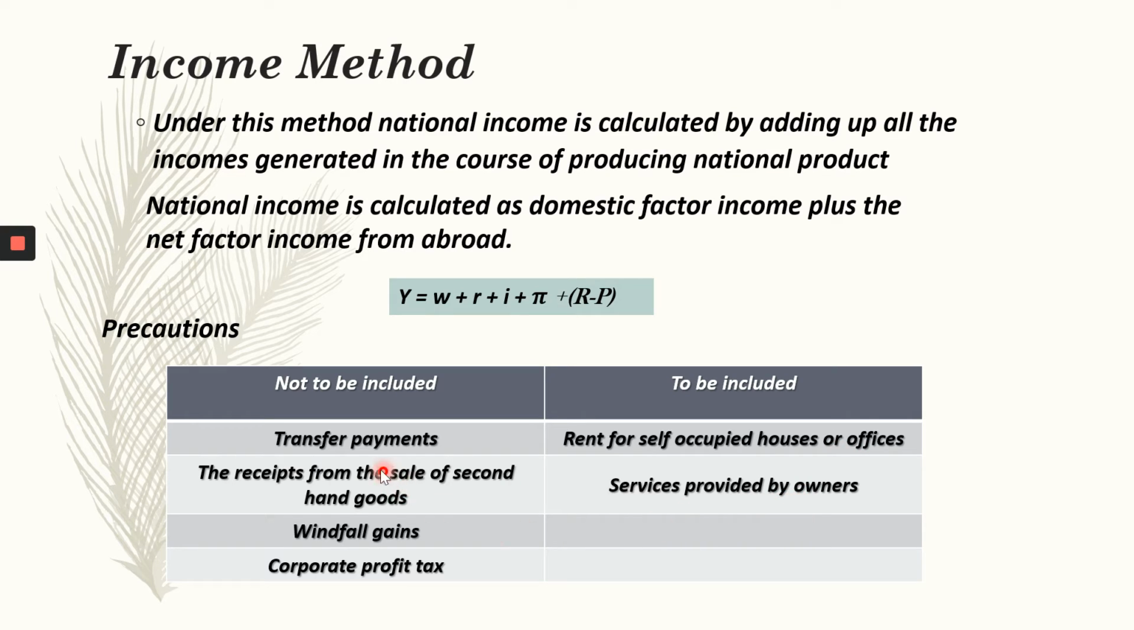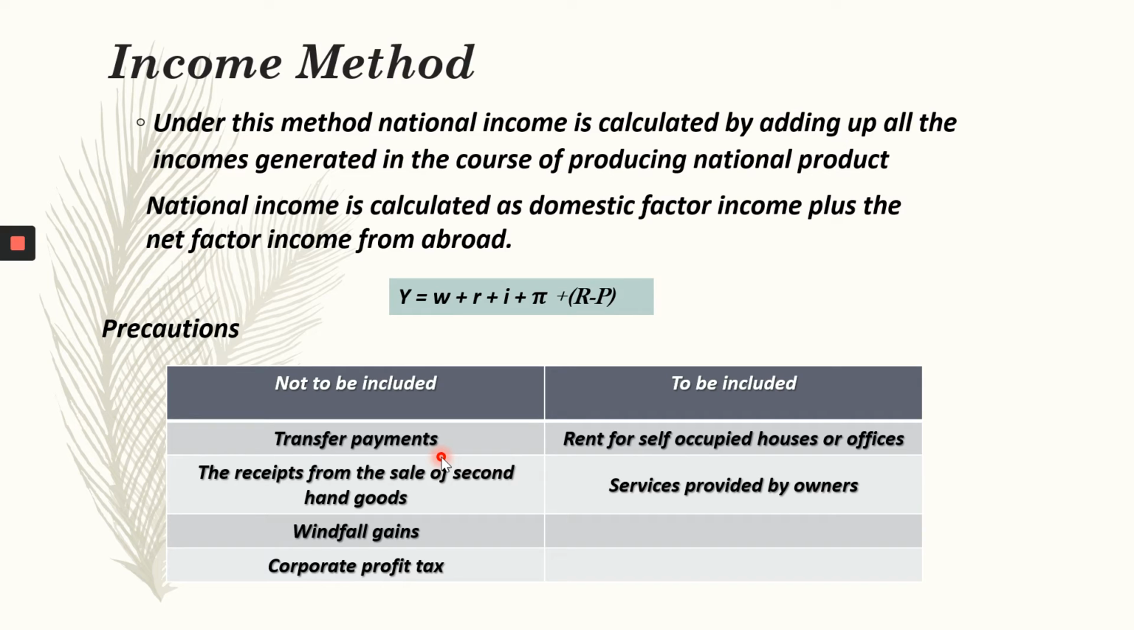So let us see what are transfer payments. What do you mean by transfer payments? A transfer payment is a redistribution of income and wealth by means of the government making a payment without goods or services being received in return. For example, pension. You just imagine pension. When a government servant retires from service, even after retiring from service, every month the government gives him a pension.